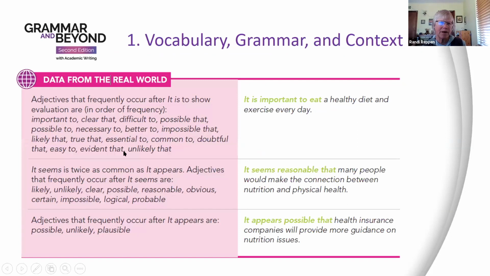So I talked a little bit about data from the real world, and this is based on corpus research. And in this example, and in other examples that you'll see throughout the book, you can see that we have vocabulary, grammar, and context being highlighted. And so here, this is something we know in academic writing, that we want to be able to highlight information to point out what is important, or we want to be also able to hedge sometimes. We don't want to make things sound too strong.